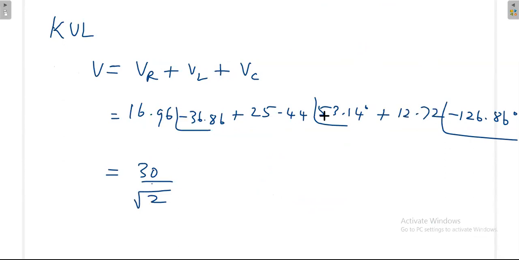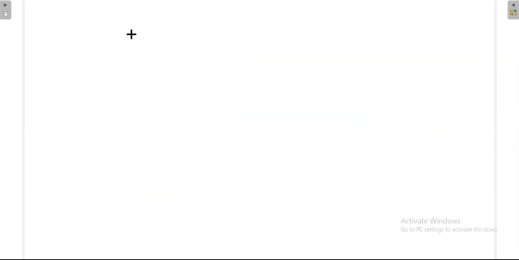Just try it. You add all these values, then you will get this. But you cannot directly add. You have to convert it into the rectangular form, then add it, then again convert it into the polar format. Finally, you will get this. That's the idea. Then next, what is the power?